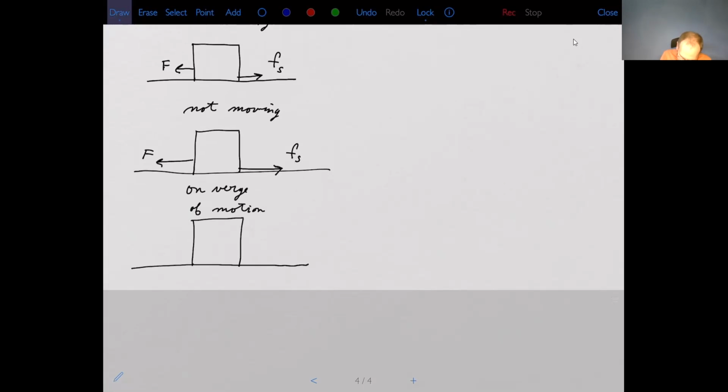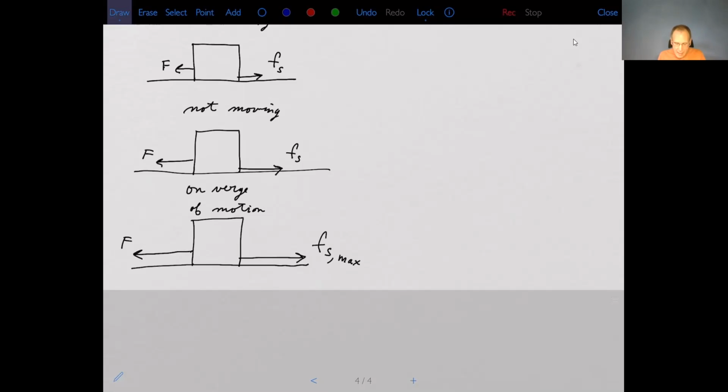So let's say I pull really hard now with the force F. Then again, there's a static frictional force that's resisting it because it's still not moving, although it's right on the verge of motion. If I pulled any harder, it would start moving, but it's still not moving yet. So I still have a static frictional force. But because it's the largest that the static frictional force can be, we call this Fs max. So Fs max, it's like the maximum static frictional force.